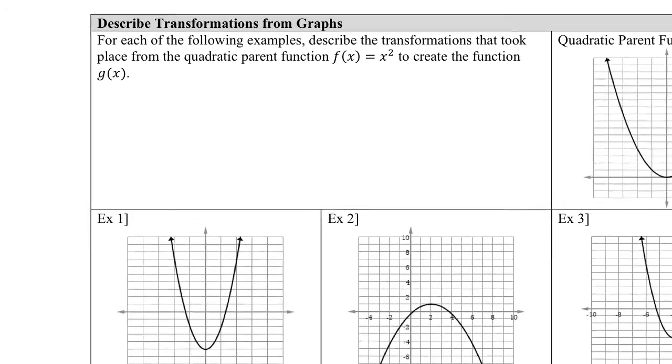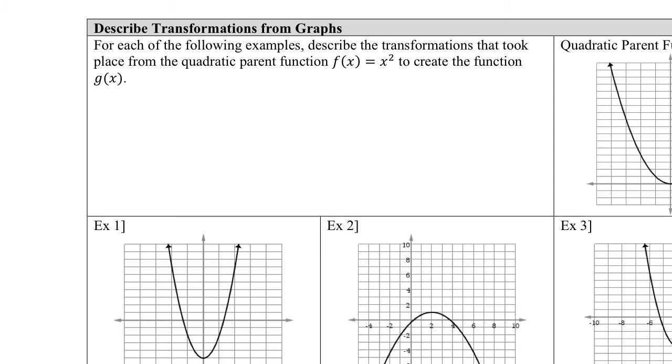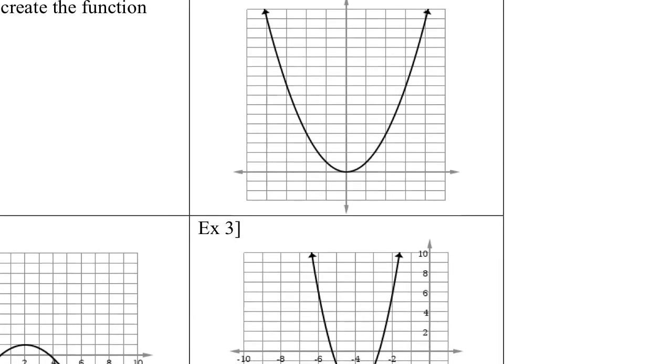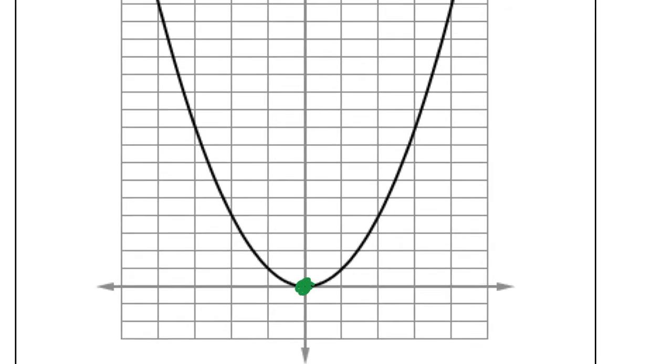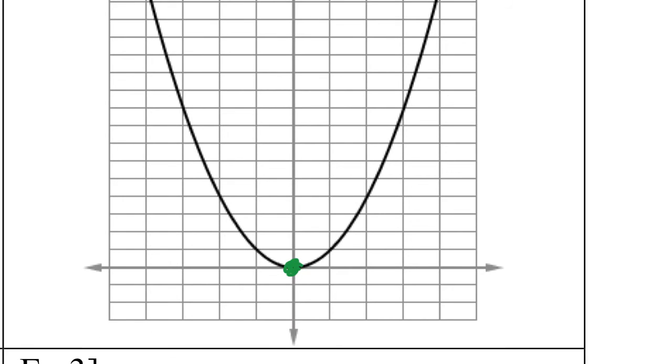Now let's look at some graphs. So for each of the examples, describe the transformation that took place from the quadratic parent function f of x to create the function g of x. So again, here's our parent function. So a couple things we want to remember. The parent function always has a vertex at 0, 0. The ratio from one point to the next point should be 1 and 1.